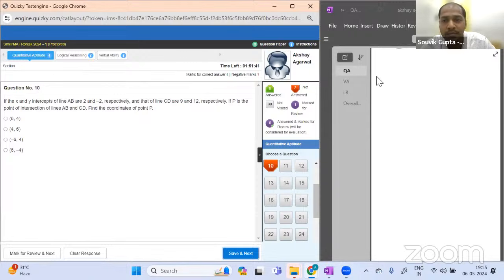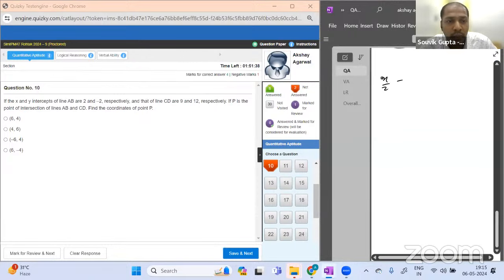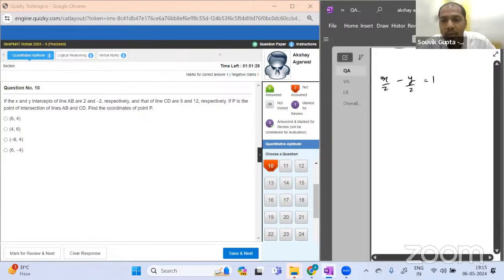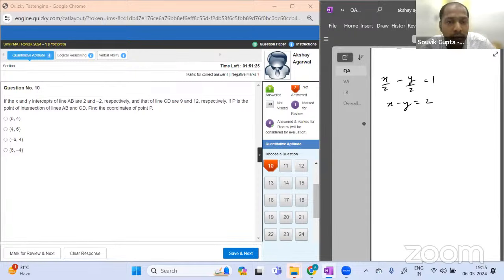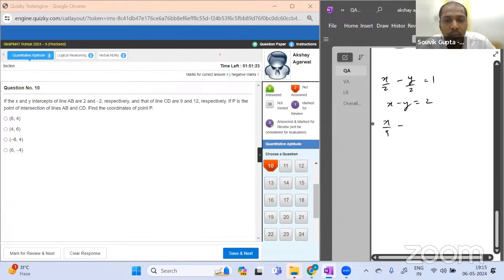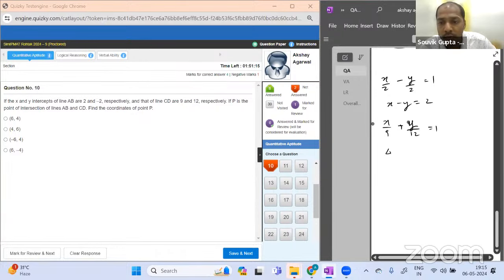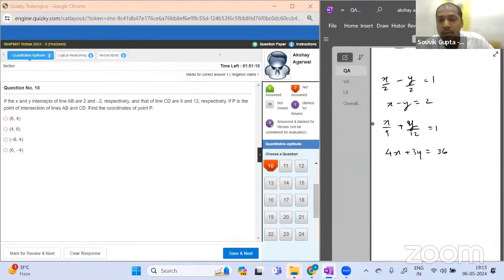The first line is x by 2 minus y by 2 equal to 1. 2x minus 2y equal to 4, so x minus y equal to 2. And the second line is x by 9 plus y by 12 equal to 1, so 4x plus 3y is equal to 36. Multiplying the first by 4, 4x minus 4y is equal to 8.